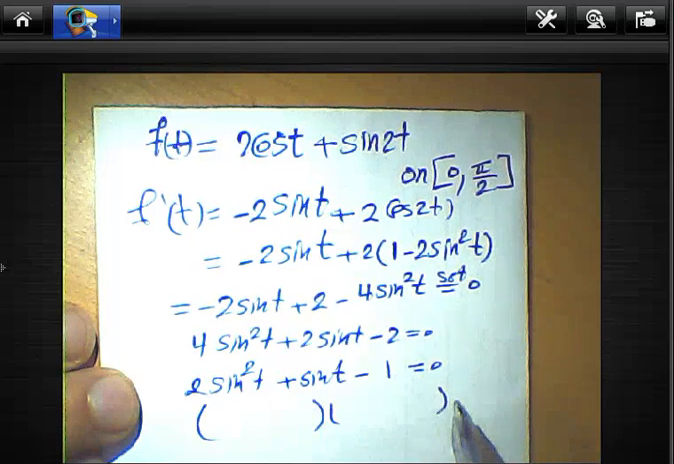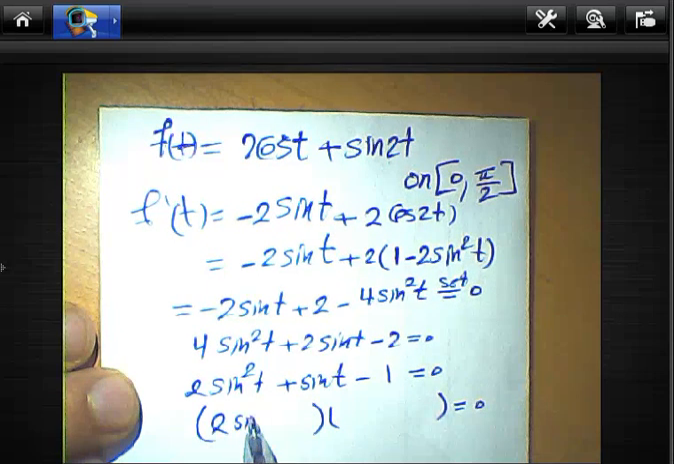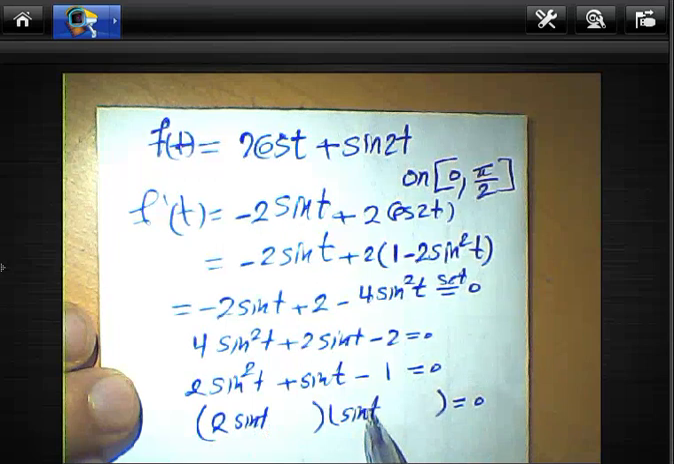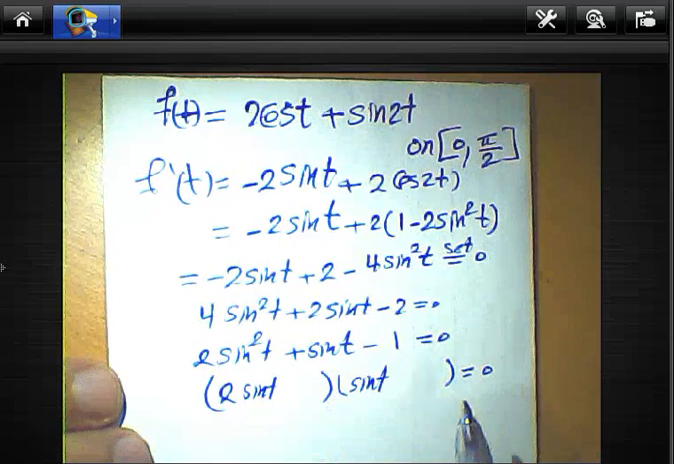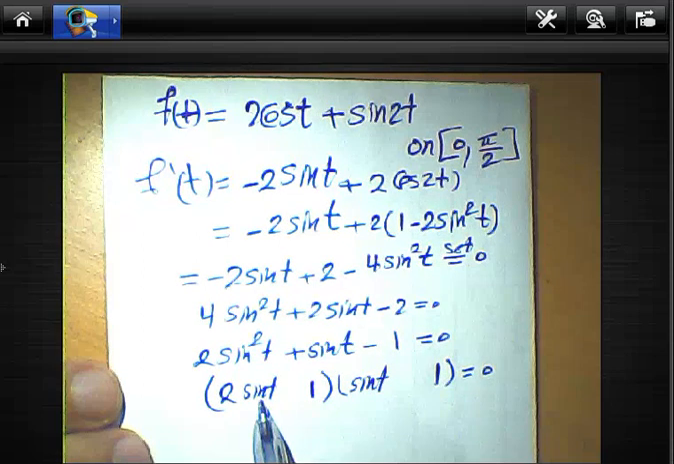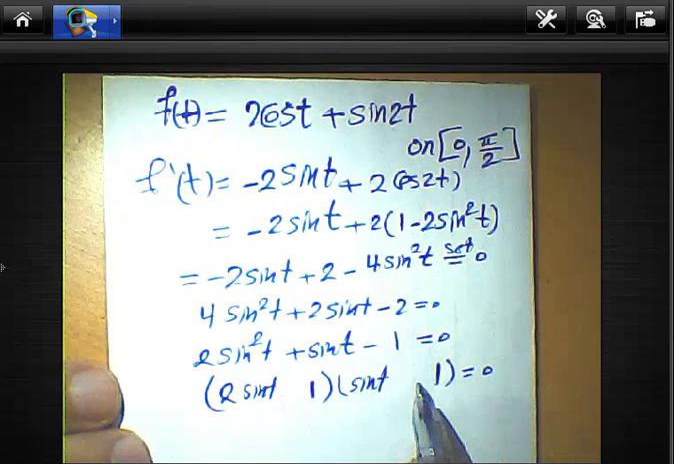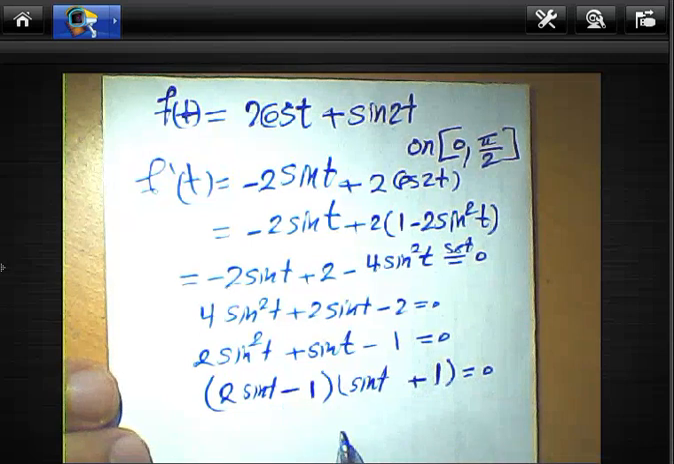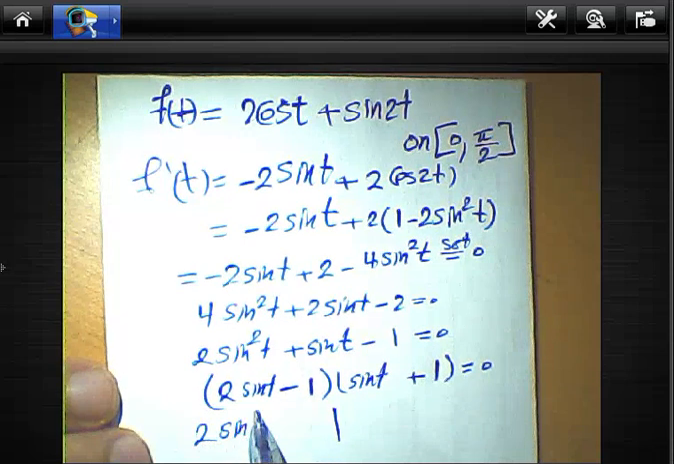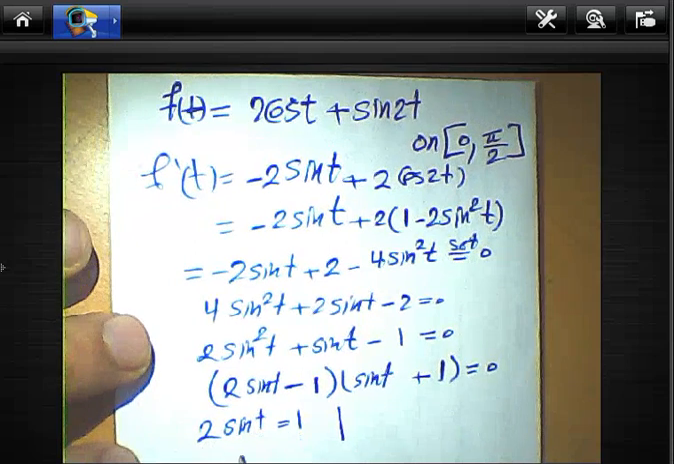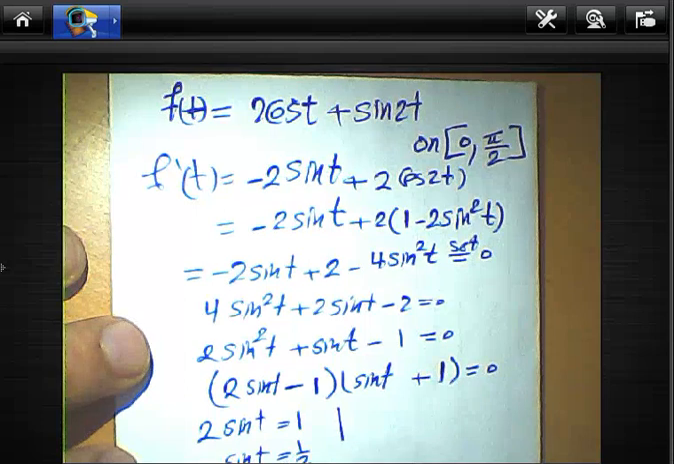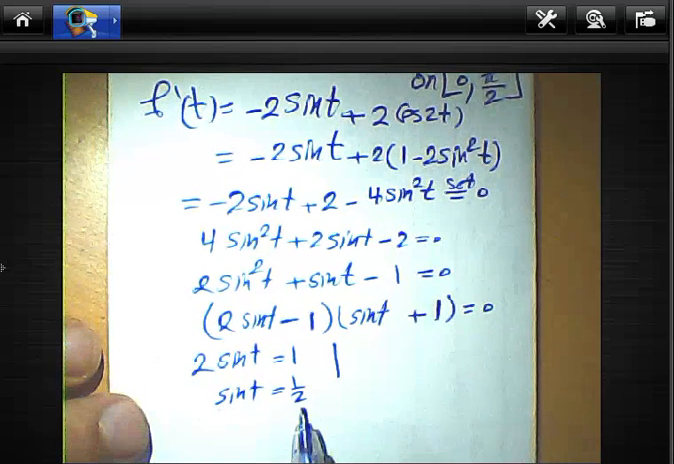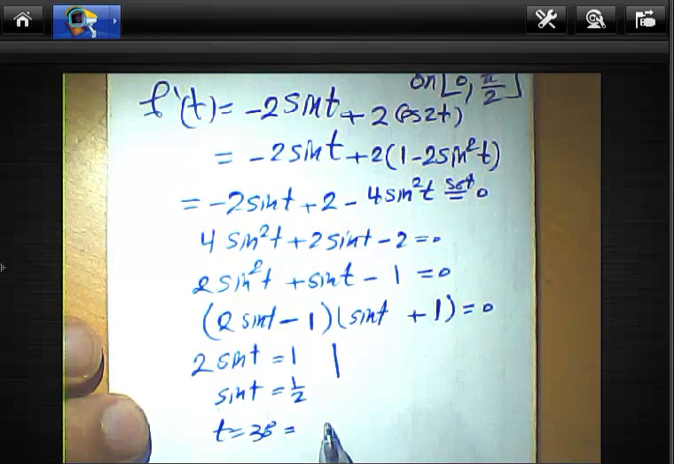So we can factor here: 2 sine t times sine t gives 2 sine squared t, and for the 1 we write 1 times 1, and we know 1 times 2 equals 2. The signs will be positive and negative, so we can write (2 sine t minus 1)(sine t plus 1) equals 0. From the first factor, 2 sine t minus 1 equals 0, so sine t equals half. Then the result will be what? We know sine 30 equals half, so t equals 30 degrees, meaning pi over 6.